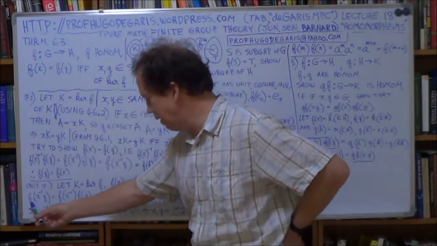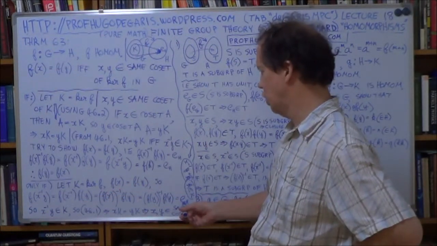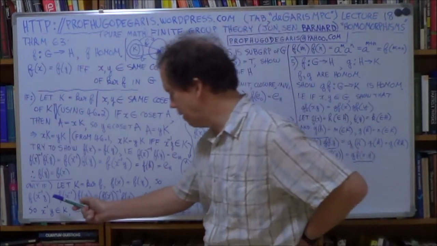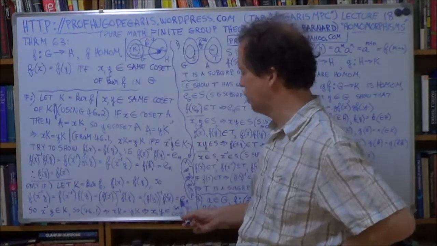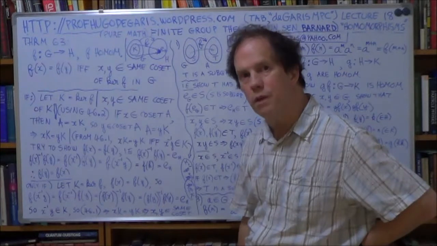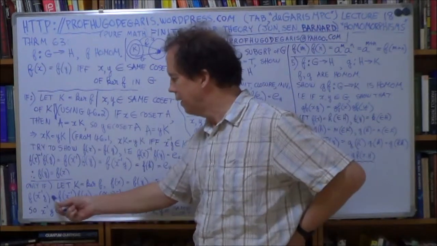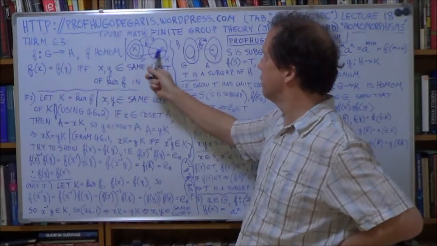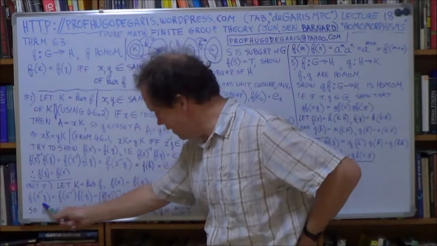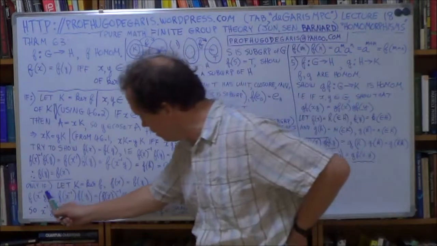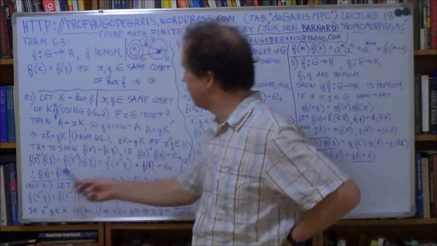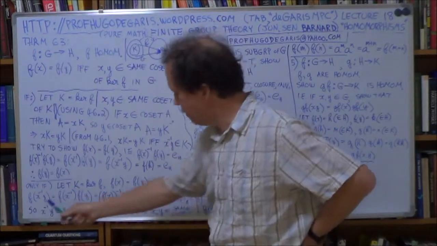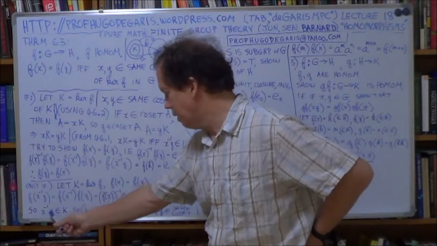Now, we've shown that f of x inverse y equals e of h. And what can we assume from that? If f of something gives you e of h, it means that something belongs to your kernel, by definition. That's what the kernel is: the set of all elements in this subgroup that map to the unit of h. So if f of x inverse y equals e of h, then the element inside the brackets, x inverse y, belongs to G, but it maps to e. Therefore, x inverse y belongs to the kernel.